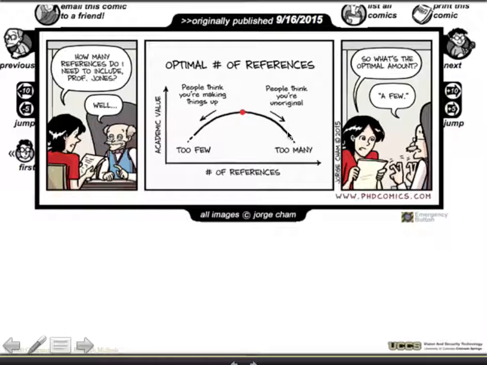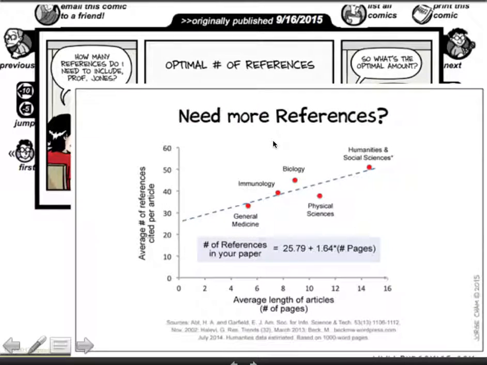The answer to how many is too few and how many is too many is very subfield dependent. In some areas of computer science, 30 references in a paper would be huge. In other areas, that would be minimal. So it's up to you to figure out what's going on in your field. And to give you a sense, these are real numbers, average numbers of citations in a paper for different sub areas of different fields. So in medicine, the average length of an article is between 5 and 6 pages.